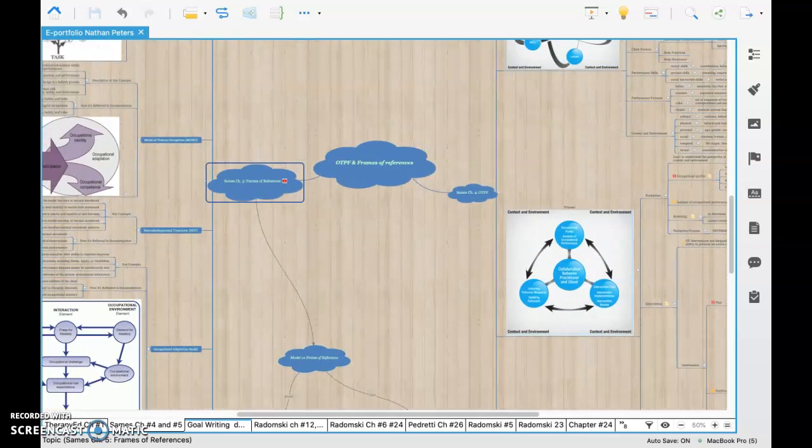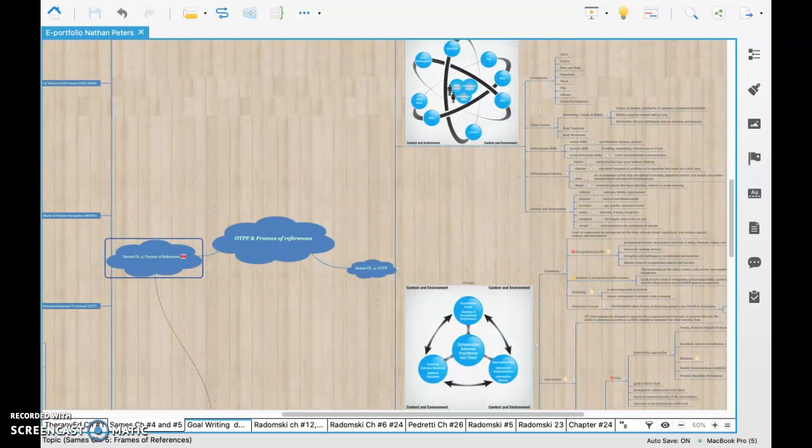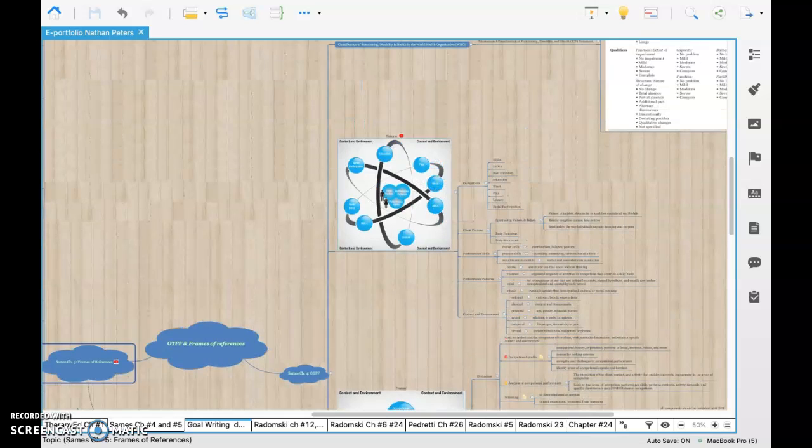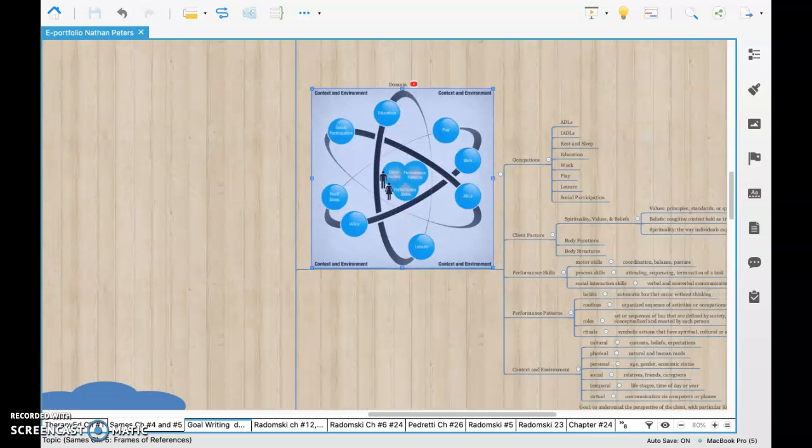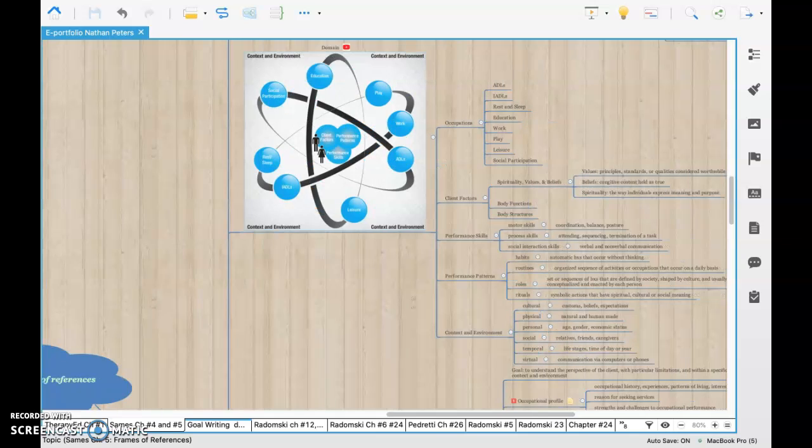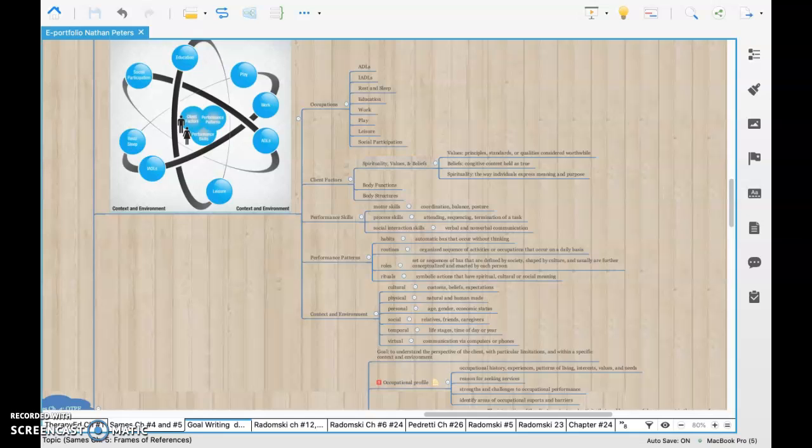Then moving on to the OTPF. With the OTPF, we have the domain and process. The domain is basically what we need to know, what our profession serves: education, play, work. The more I read up on these, the more it just becomes second nature. I also love the picture because you see the big picture here and have it broken down, and that's really what helps with learning a lot. So you have your occupations, your client factors, performance patterns, and then given examples. I love this: motor skills, coordination, balance, posture. It's kind of like a story that plays out.